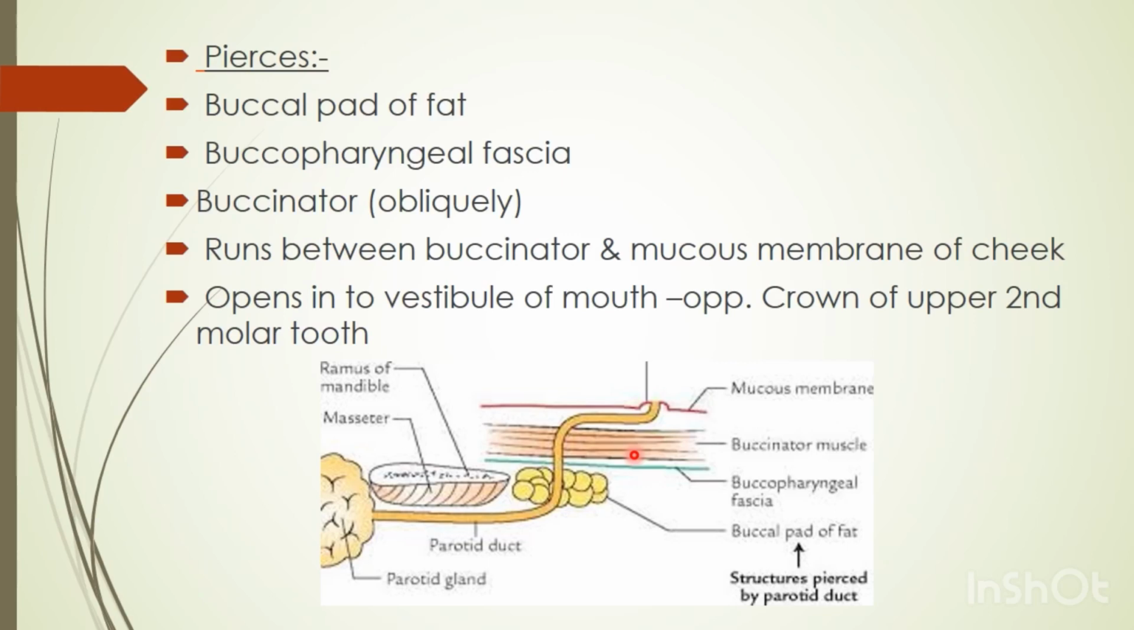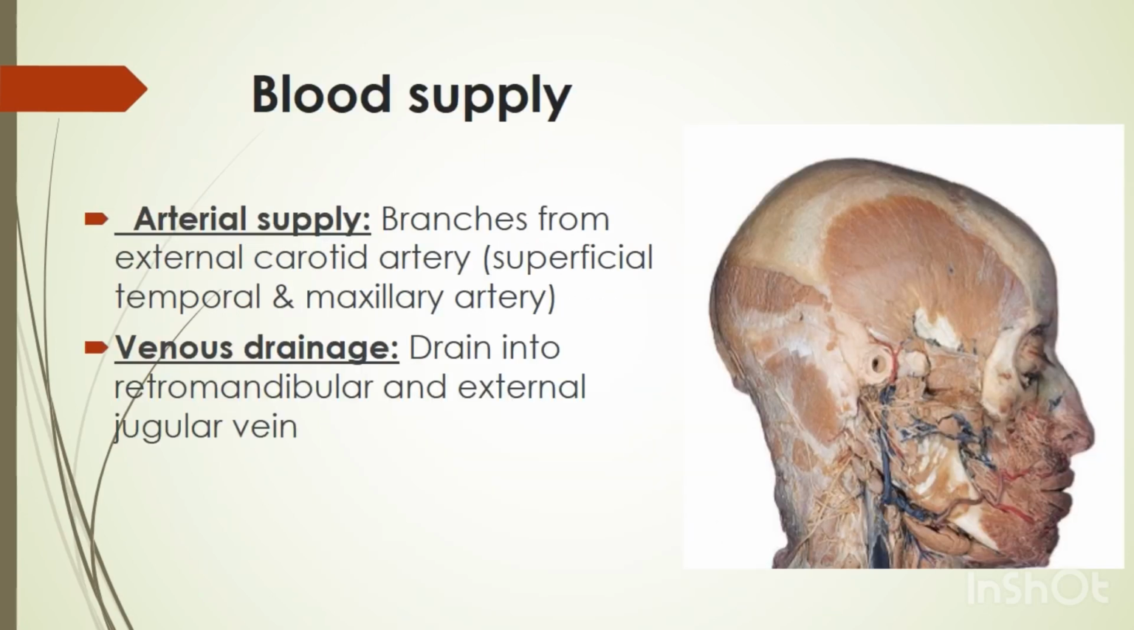It is said to take 3 turns: the first 90-degree turn when it pierces the buccal pad of fat, the next 90-degree turn when it runs between the mucous membrane of cheek and buccinator muscle, and the third 90-degree turn when it enters the vestibule of mouth. That's about the parotid duct.